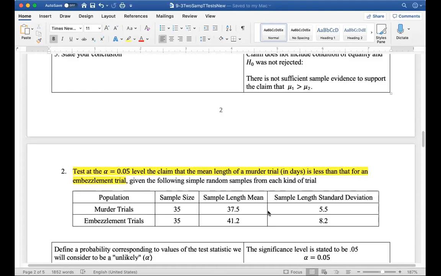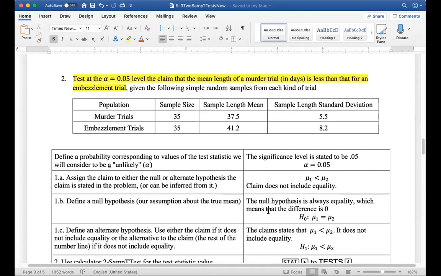Let's go to the second problem. Test at the alpha equals 0.05 level, the claim that the mean length of a murder trial in days is less than that for an embezzlement trial. Again, we've got claim information. We've got alpha equals 0.05. The claim is that the first mean for murder trials is less than the second mean for embezzlement trials. So the murder trials is from the first sample. Embezzlement trial information is from the second sample. The claim is mu1 is less than mu2.